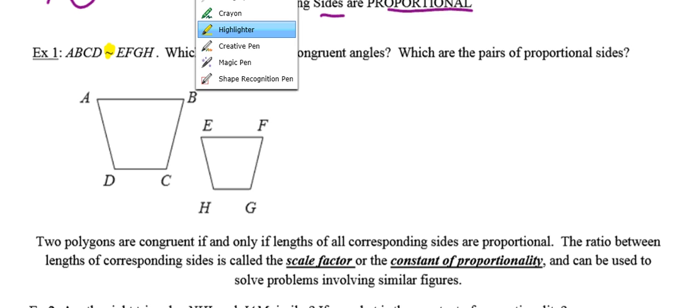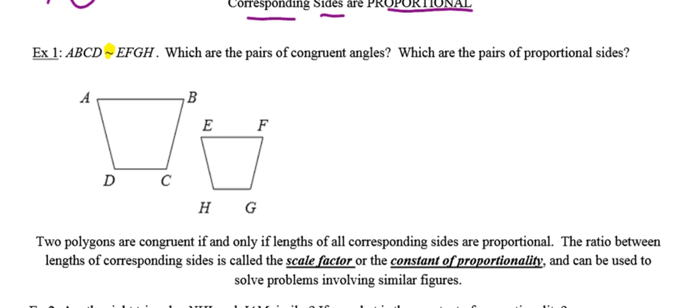in proportion. Just like when we write a congruency statement, it's important to match up all the pairs of congruent parts. The same is true when we write a similarity statement. So because of the way these are written, I know that angle A in the first polygon corresponds to and is congruent to angle E in the second polygon. So angle A is congruent to angle E.